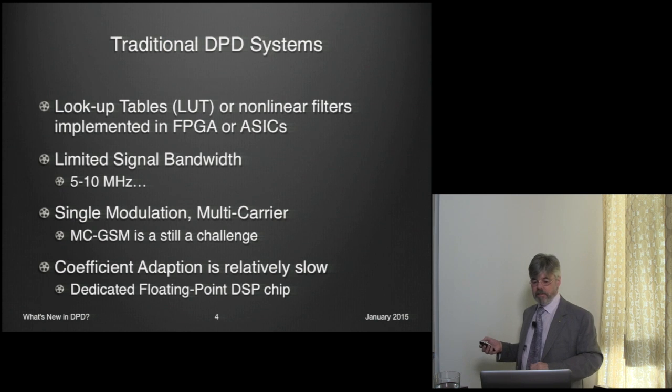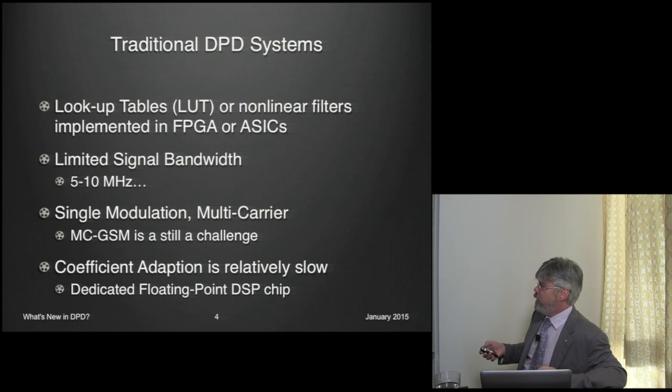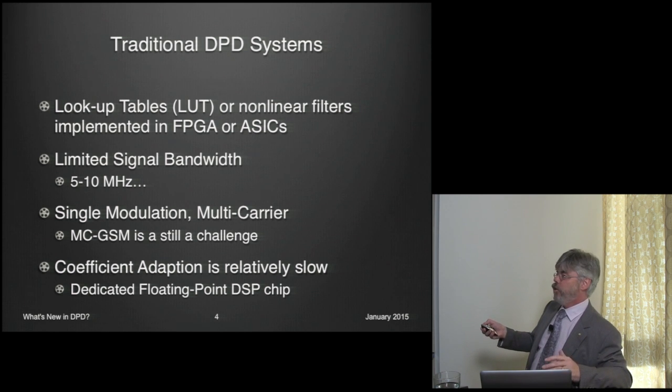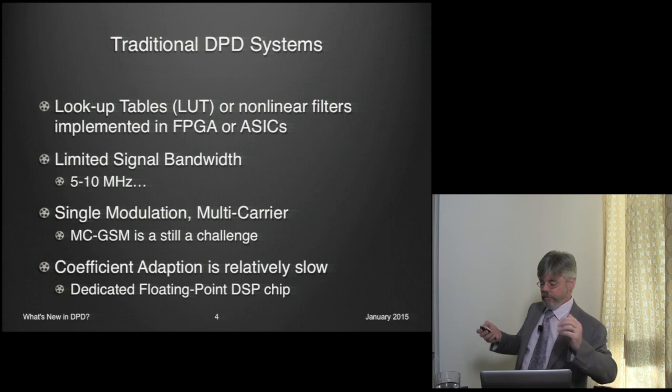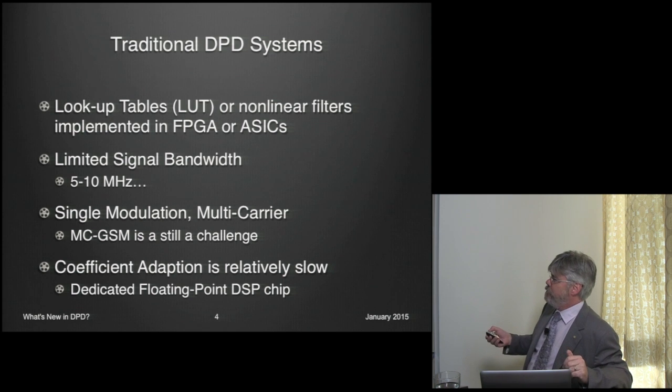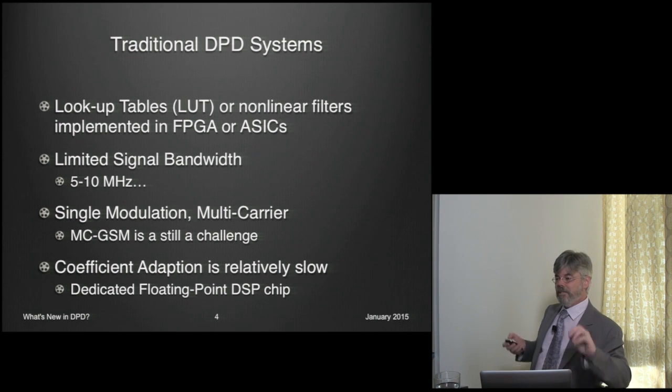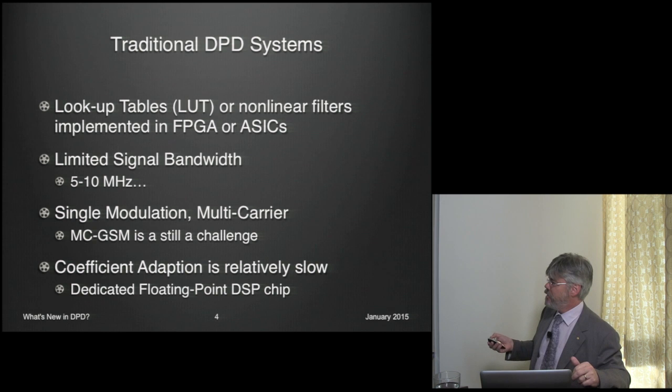Traditional DPD systems, which have been going for about 20 years or so, tend to use things like lookup tables or nonlinear filters to generate the nonlinear response. You can have a lookup table that models the gain expansion so that for any input power you'll simply read a higher version of the input power to the PA to compensate for the compression. And this can be done in FPGAs or application-specific ICs. Up until very recently, the bandwidths that you would see published for predistorters were in the 5 to 10 megahertz range.